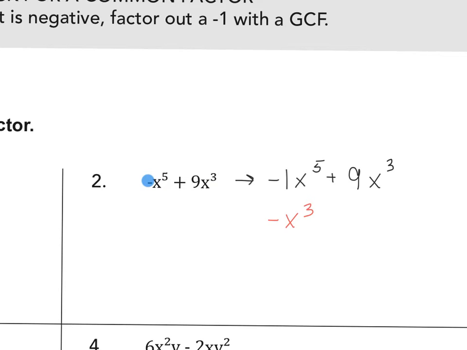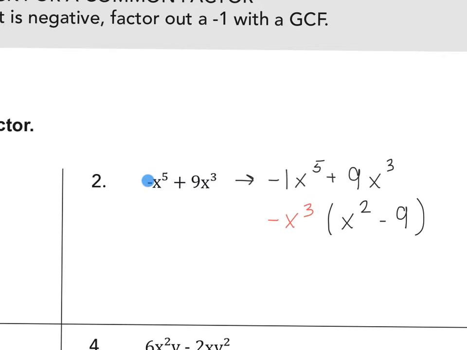When we factor that out, the first term will remain as x squared. The second term will become negative 9. The reason why it's negative 9 is because 2 negatives make a positive, and we do want a positive in our final answer.